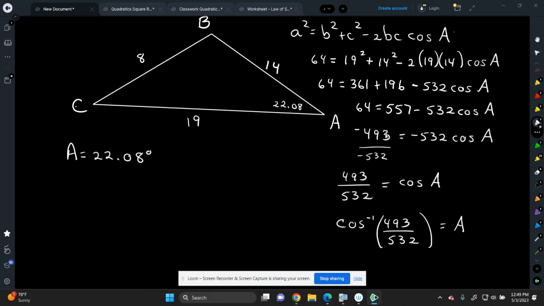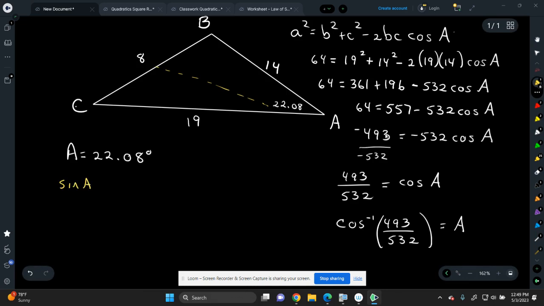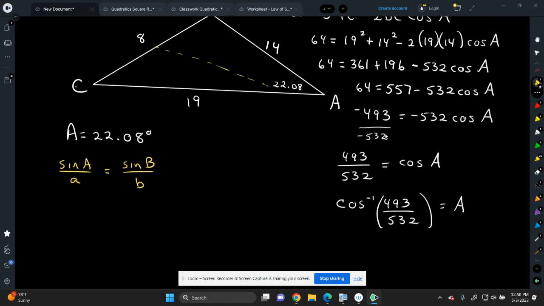Now what? How can I find the other angles? Yeah, now I can use sine. Very good. Because sine is easier to use, right? So now I have side A and its angle, angle A. So I'm going to do sine A over A equals sine B over B. So now I can use my law of sines.